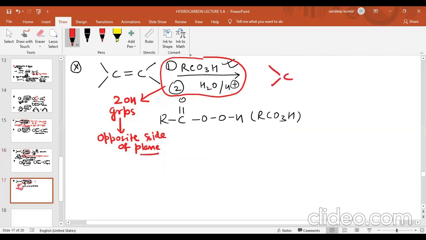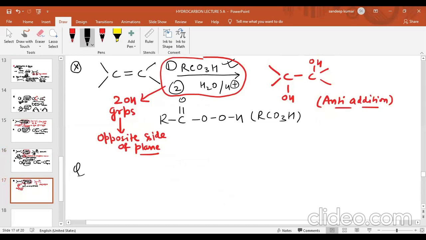So the product obtained is this. If one OH is in this plane, then one OH will be in the other plane. So this is also anti-addition. Now it is clear to all of you. See, so we have seen two reagents for the syn addition and two reagents for the anti-addition. Now let us do some questions on this.